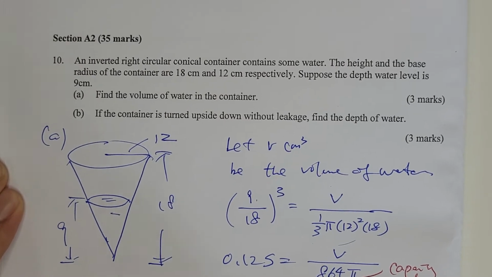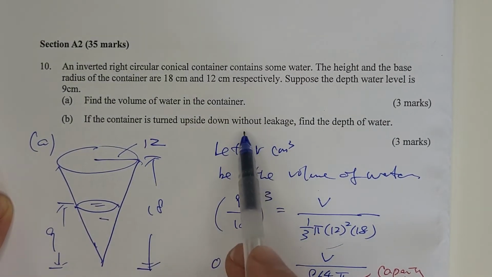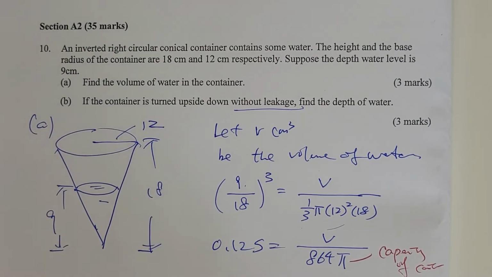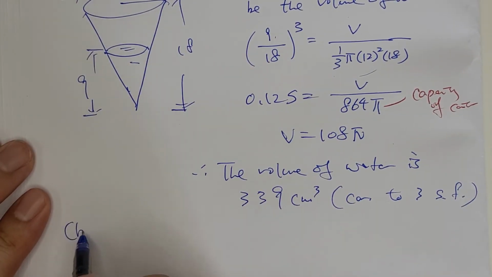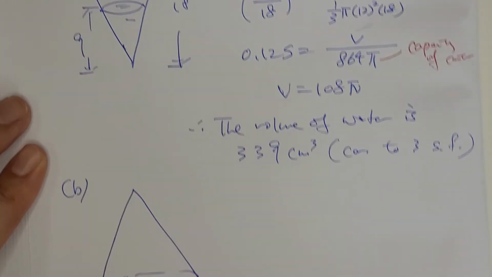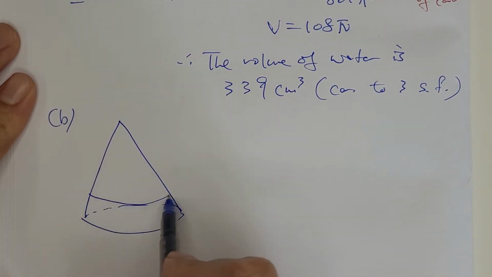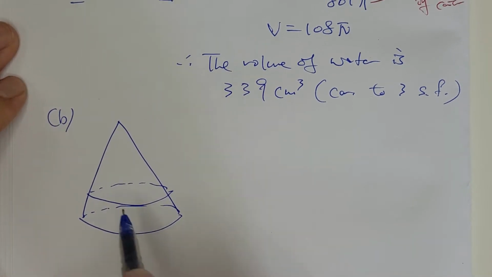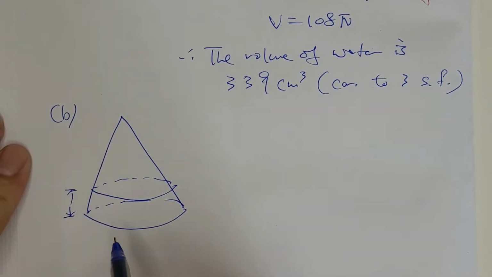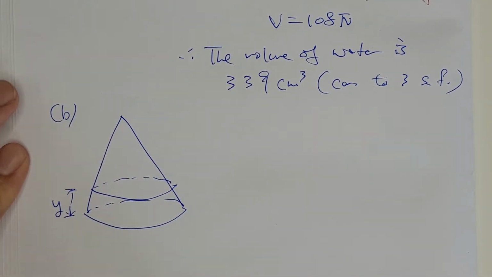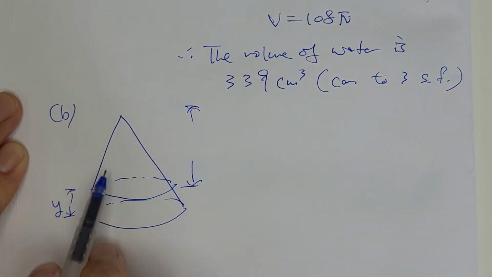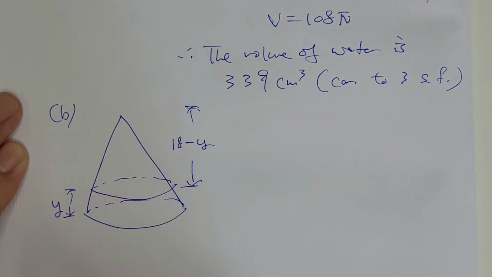Go to part B. The container is turned upside down without leakage. That means the volume of water is the same as part A. Find the new depth of water. So the situation becomes this now. The cone is inverted upside down, and you know that here the new depth is also the unknown. I let it be y, and the cone here would be with the height 18 minus y.